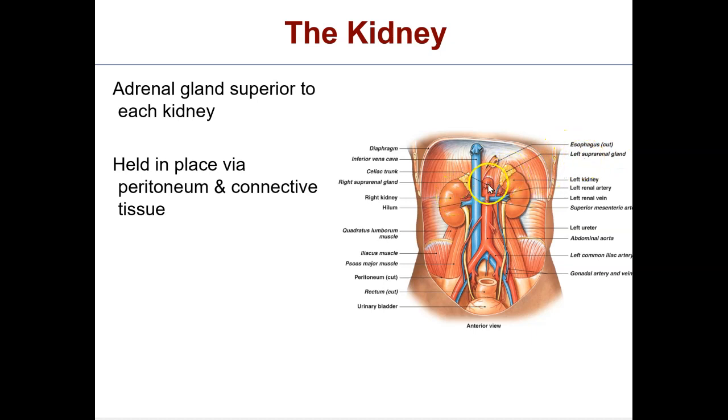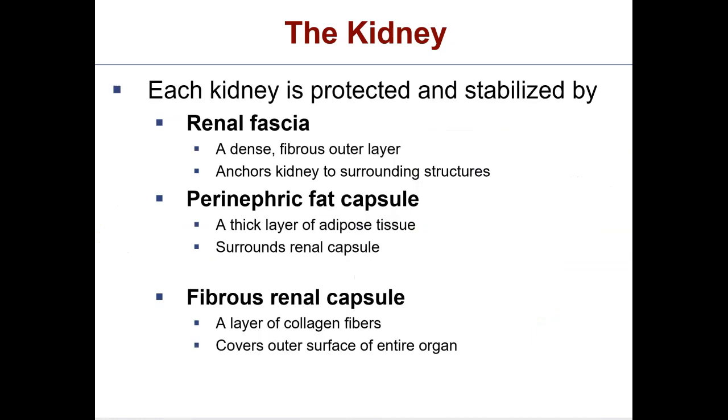And the kidney and the adrenal gland are held together with a little bit of peritoneum. They sit behind it and some connective tissue. So if you were to look at the layers that surround the kidney, there's three. The outermost layer is the renal fascia, and it actually surrounds the kidney, the adrenal gland, and other structures. The middle layer is a lot of fat tissue, and then the closest layer is called the capsule.